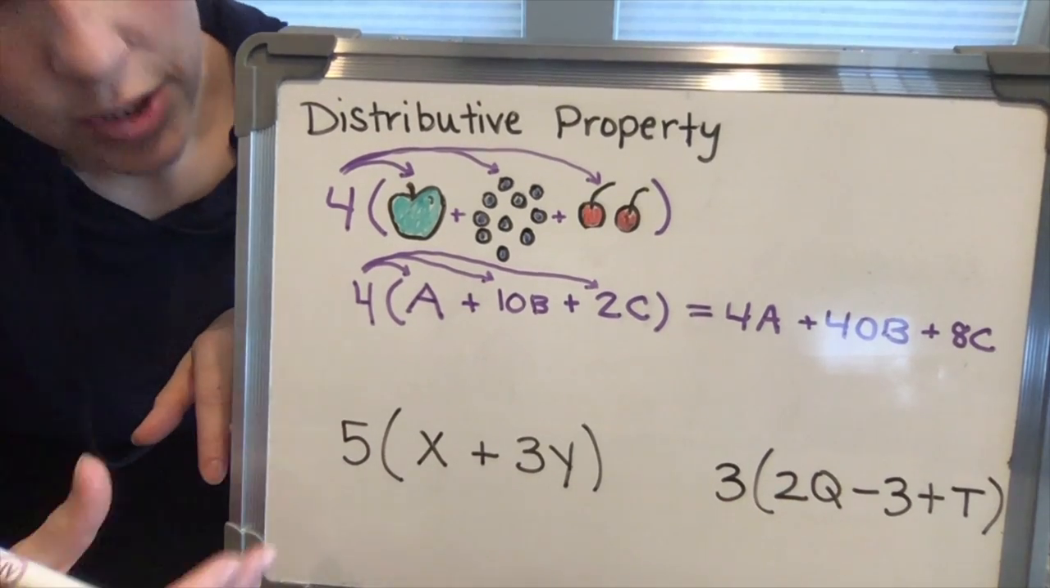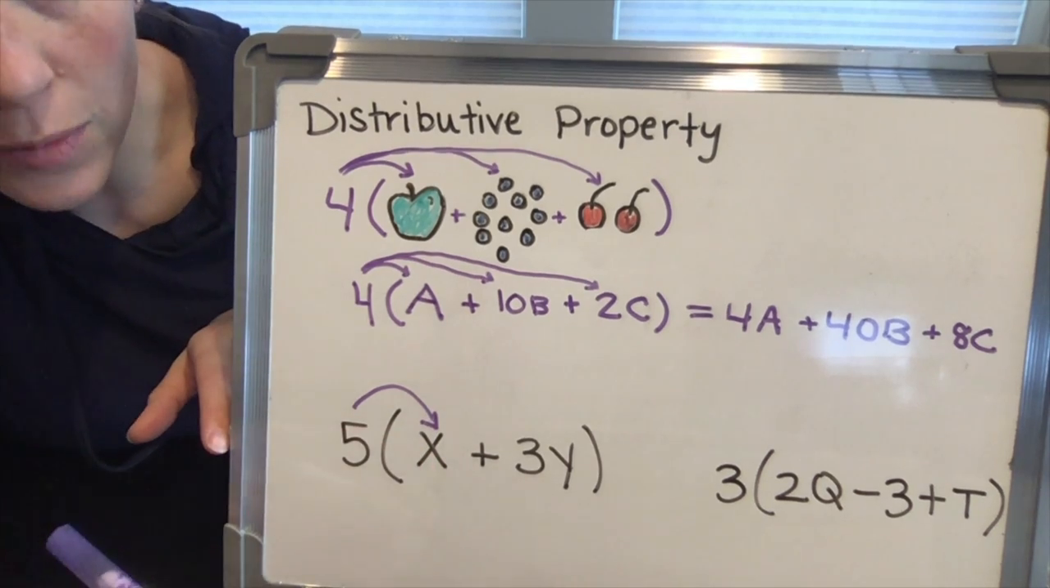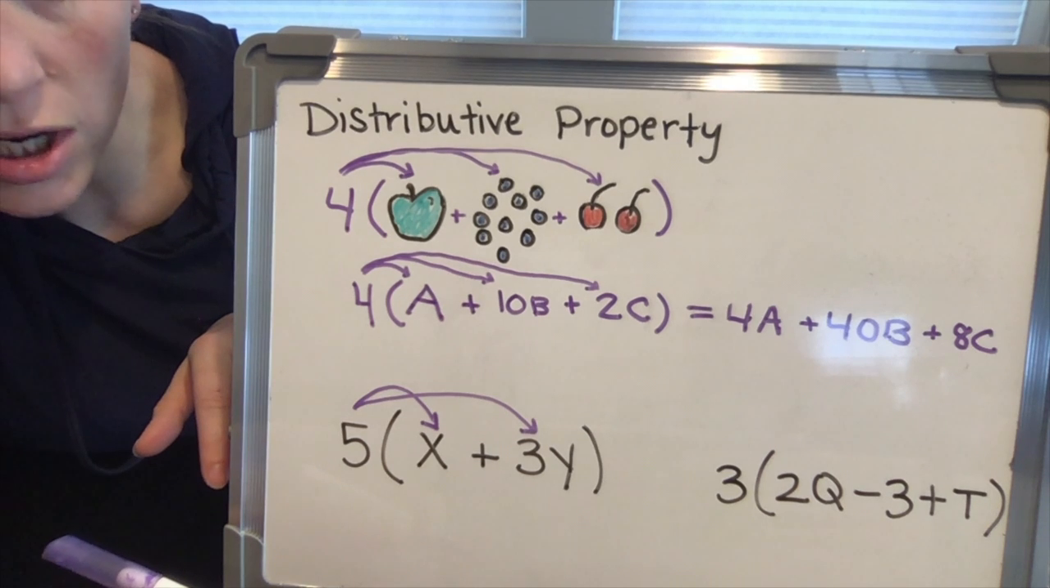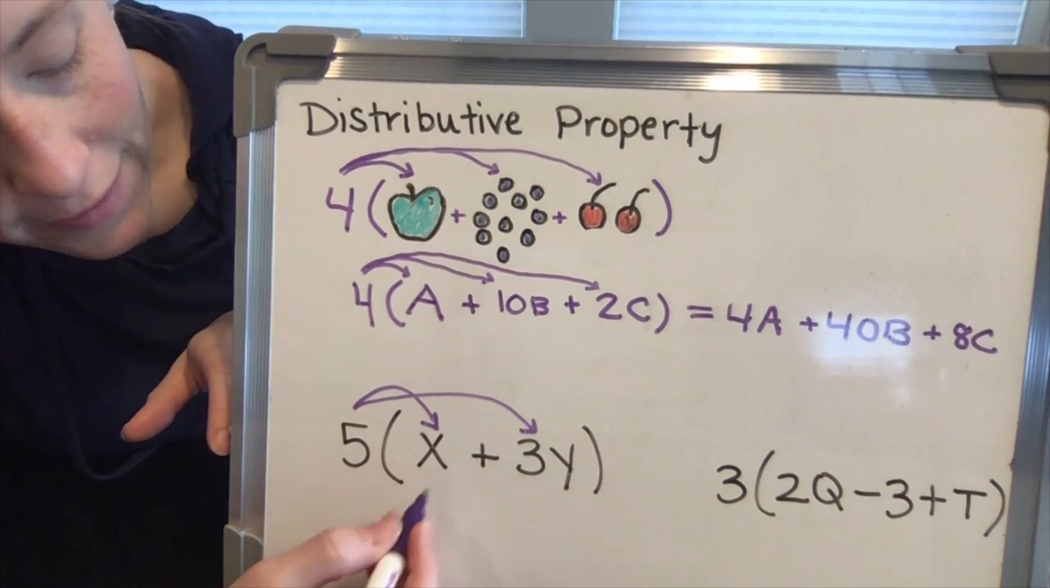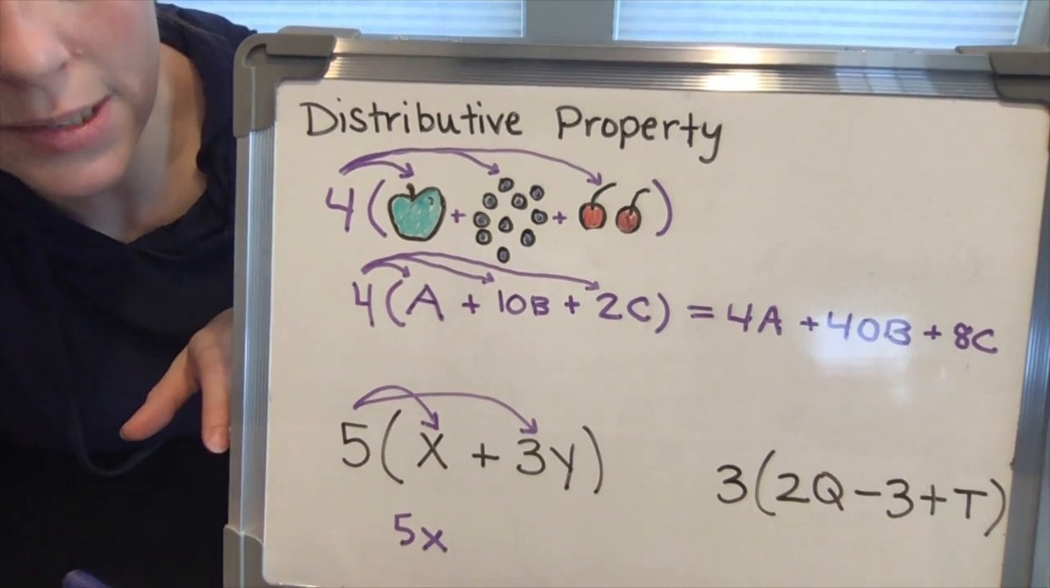Okay, so let's do this on 2 more problems. We're going to have 5 times the first term, which is X. And we're also going to remind ourselves to do 5 times the second term, which is 3y. So I'm going to do 5 times x. I know that that's 5x because they were multiplied, I can just stick them together.